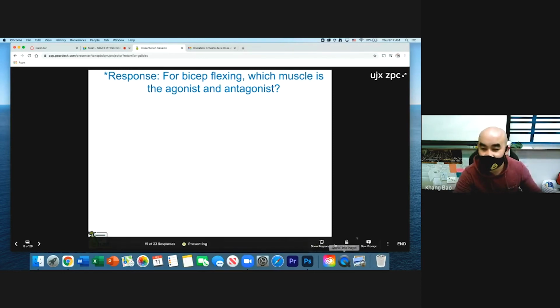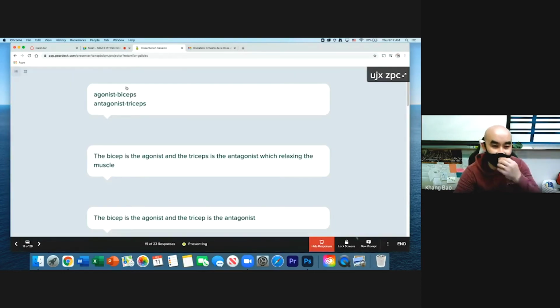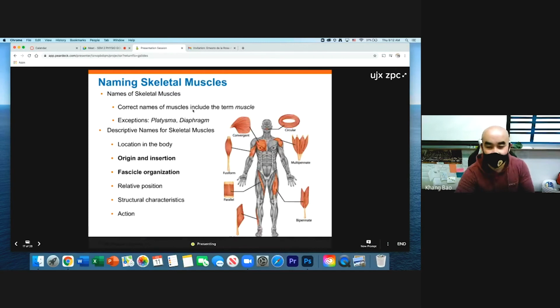Okay, let's see. Agonist is bicep, antagonist is tricep. You're correct. Okay, let's move on. So we have enough time. All right, we're going to end this note with naming skeletal muscle.